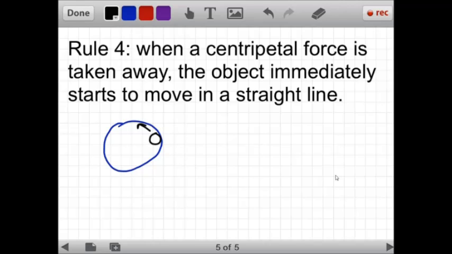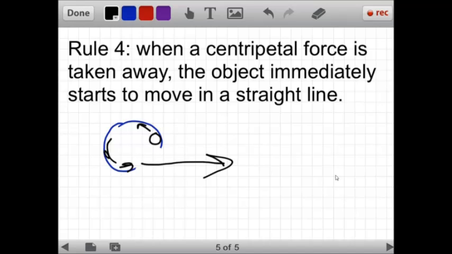When they took out the portion of the frame, let's say here, the ball comes around the circle. It gets to this point where there's no frame anymore. It will start moving in a perfectly straight line. This is because there's no longer a force to make it move in a circle.